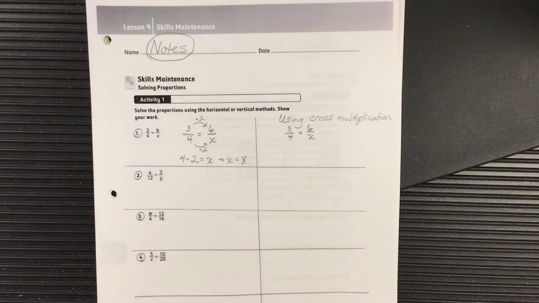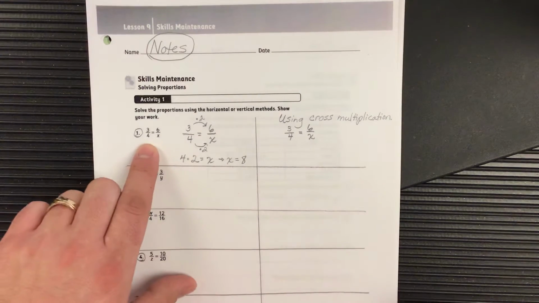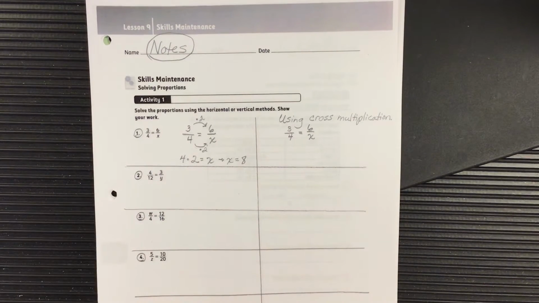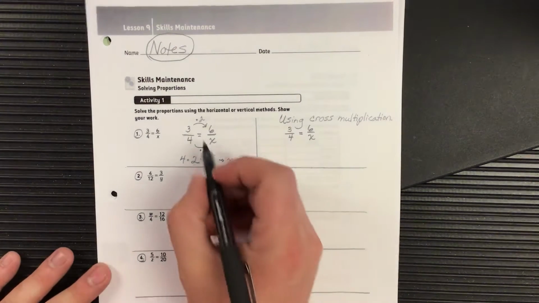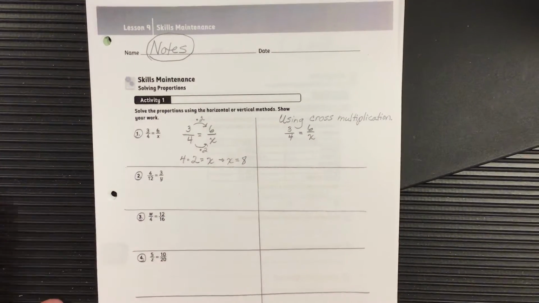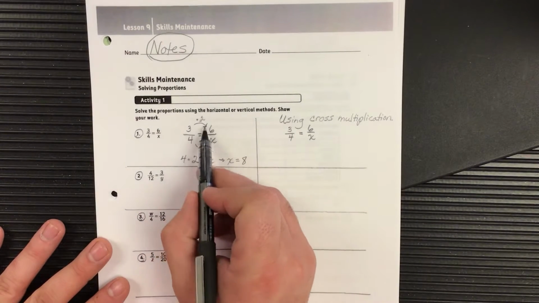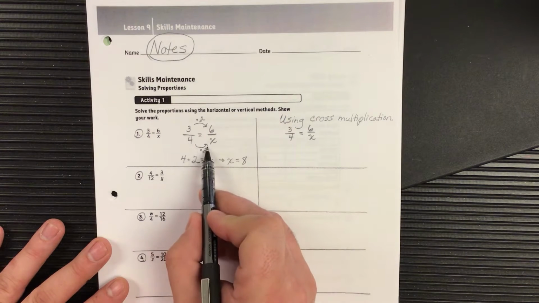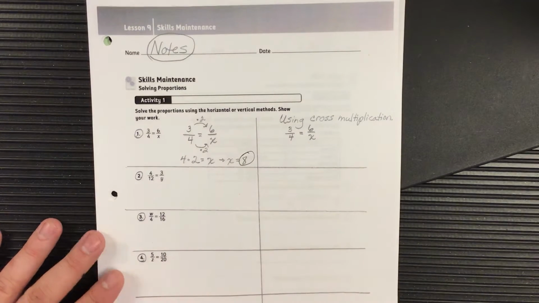Okay, so the first question, I just rewrote it. 3 over 4 equals 6 over x. That is a proportion, two fractions separated by an equal sign. Now the vertical method, and you probably remember this with drawing the arrows. How do I get from 3 to 6? Times 2, right? So I wrote a little times 2 there. So what's 4 times 2? 8. So the answer there is 8.